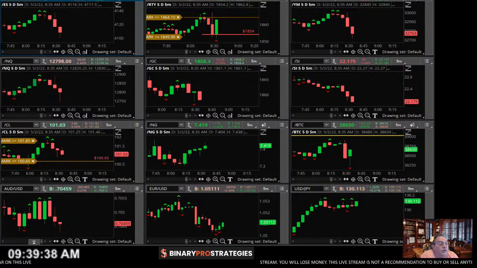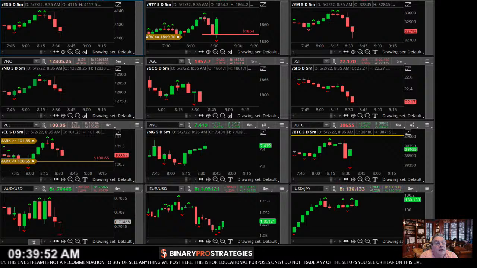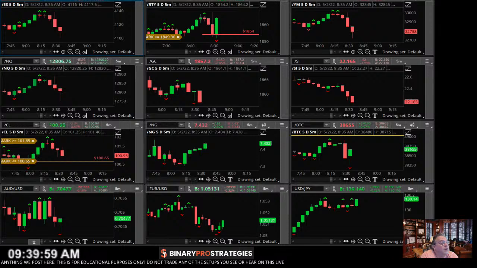Okay, getting another, oh, never mind. Looking for a possible buy over here on this US yen. RTY just reversed and went long. Be careful on RTY, it's getting choppy. Dow's down 91.